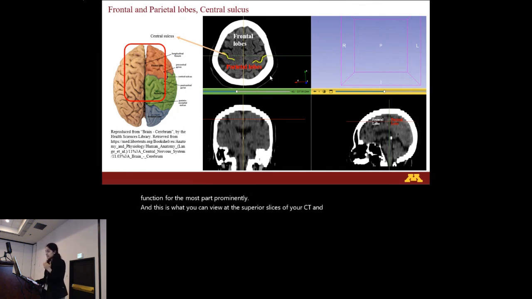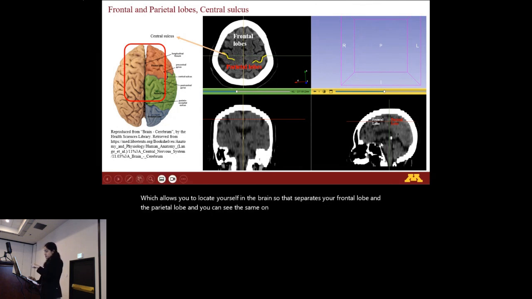And what separates that is your central sulcus. What you'll be looking for is this reverse omega-like sign, which allows you to locate yourself in the brain. So that separates your frontal lobe and the parietal lobe. And you can see the same on the sagittal reconstruction on the right side.